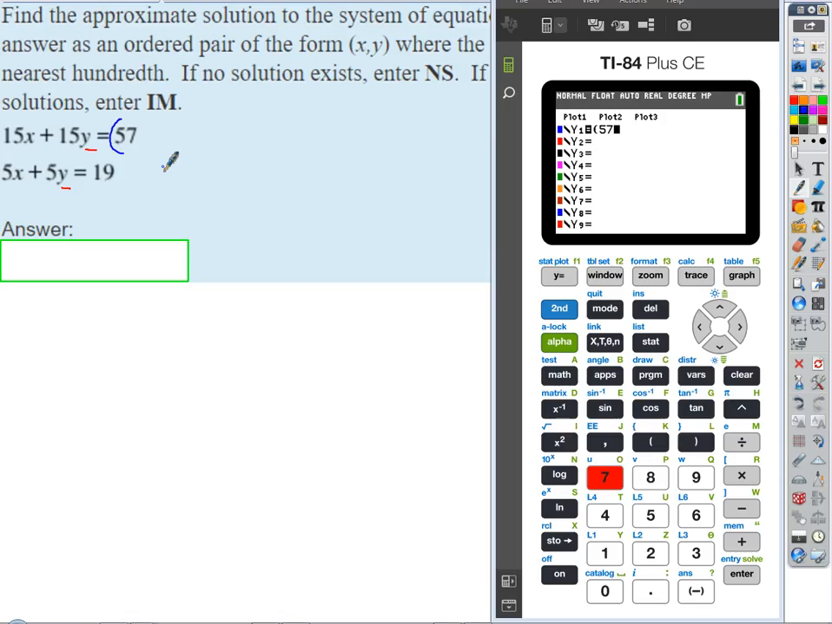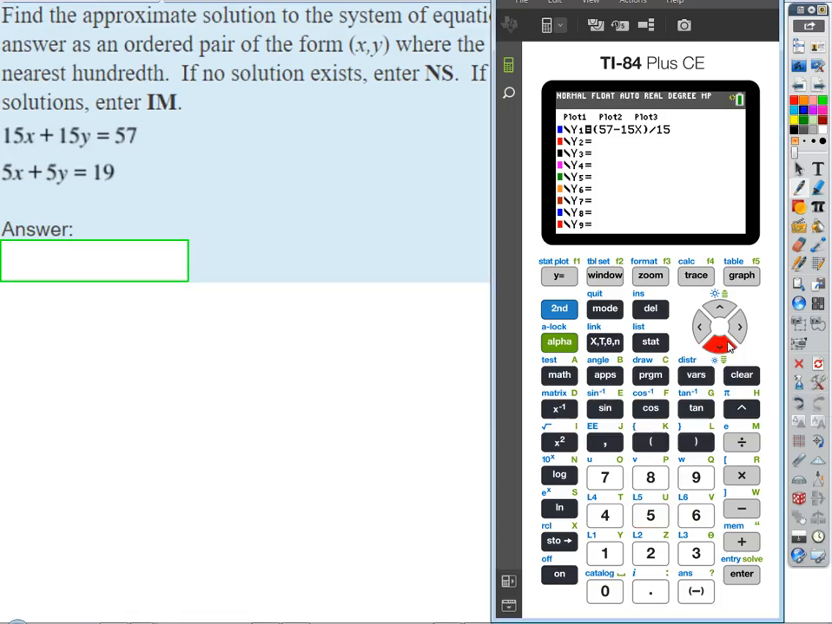Minus 15x. So we did this, right? Good. Parentheses, very good. And then divided by 15, there you go, good, divided by 15. So then we just did that, right? Good. So there's the first one. Okay.